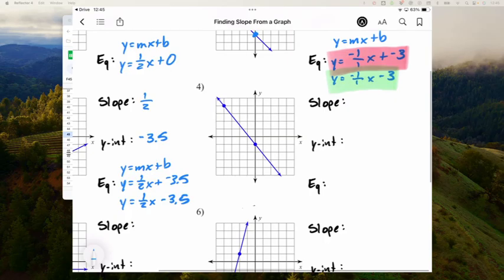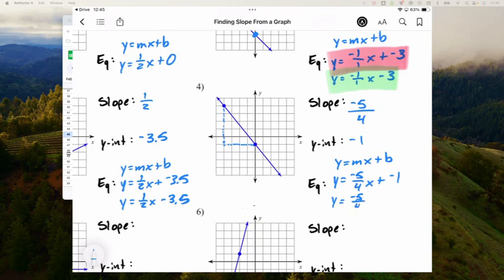Moving on to the next, our y-intercept is obviously at -1. Our slope is down 1, 2, 3, 4, 5, so down 5, and to the right 1, 2, 3, 4. So again, y equals mx plus b. Y equals -5 over 4 x plus -1. Need to clean up those signs. Y equals -5 over 4, x minus 1.